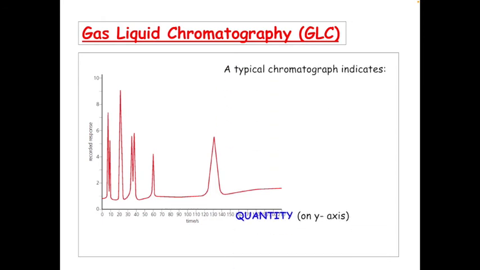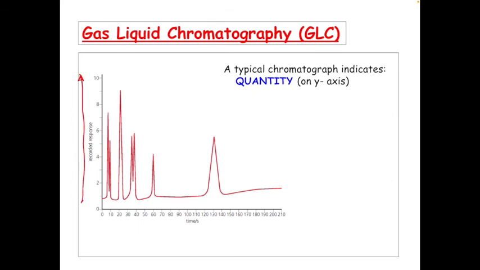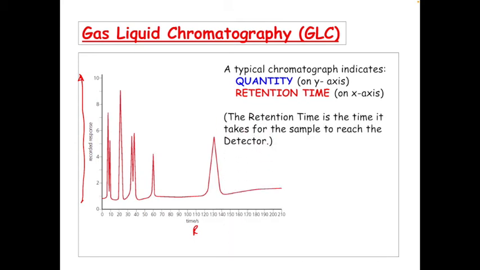A typical chromatograph indicates the quantity, so this is up here, and that basically tells you how much of something you have. If the peaks are high, then there's a lot of stuff in there. If the peaks are relatively low, then there's not an awful lot in it. And we've also got this retention time, which we would use like RF. So instead of measuring a distance, you would measure time instead. And that's the time for the sample to reach the detector after you've injected it in at the start.